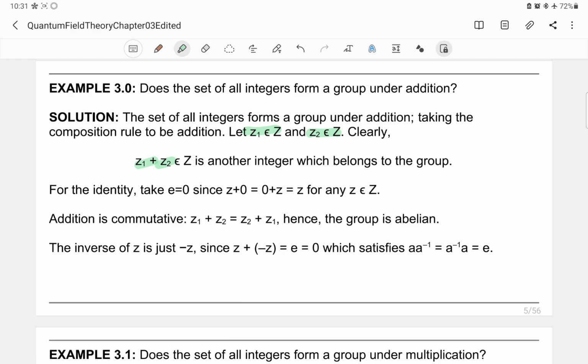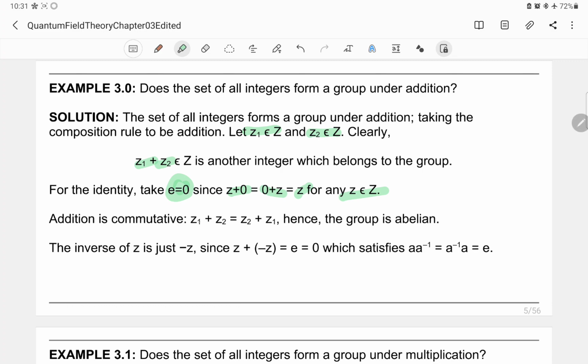Does the identity exist? So say, for example, your identity e is equal to 0. If you add e, or if you add 0, to an integer, what does that addition give? It gives the same integer. And as you can see, it's also a commutative group. It also gives you z for any z in the big Z. So it's always an integer.